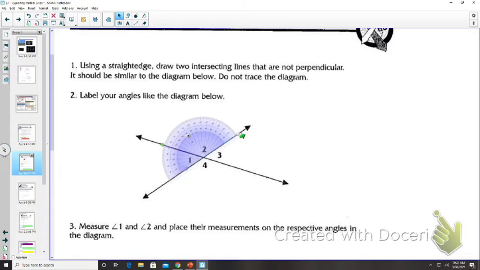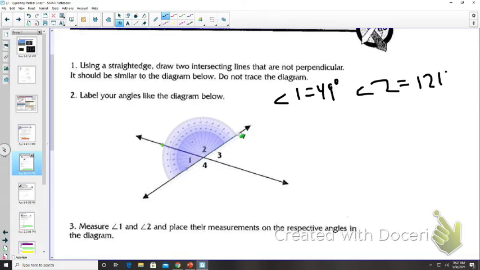Okay, so if angle 1 is 49 degrees, then angle 2 is 121 degrees. Angle 1 is 49 degrees, and angle 2 is 121. Good. Okay, so let's go ahead and measure. I don't think that's correct. I'm going to say 131. Oh, yeah, so we only got 140. Okay, fine, 131. So how did you know it was 131?